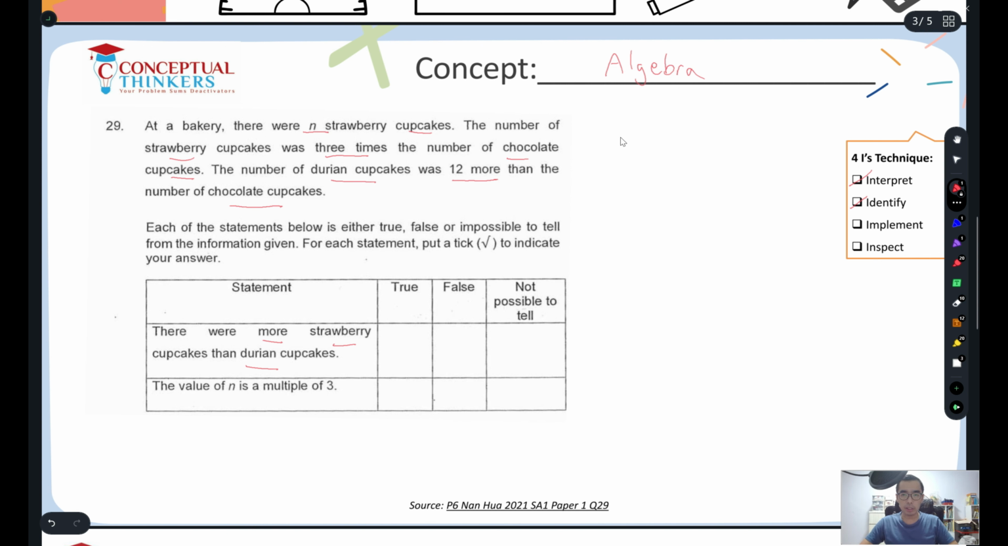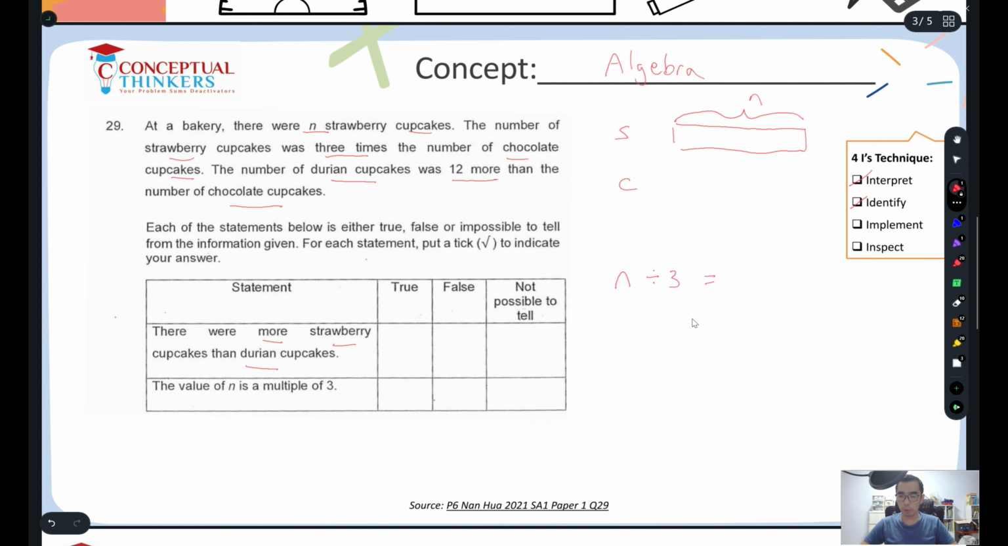If you look at the model, for strawberry, this will be the number of cupcakes, which is given as n. Now if you look at chocolate, strawberry is 3 times that. But the question mentioned that strawberry is n, so we need to take n divided by 3.